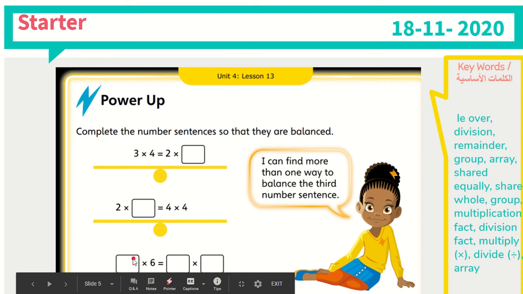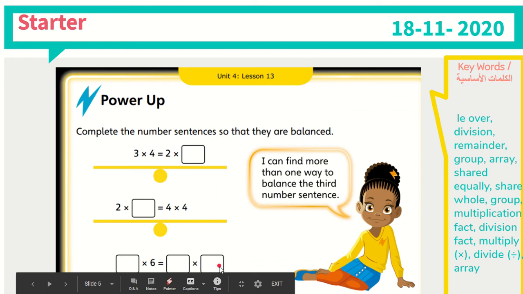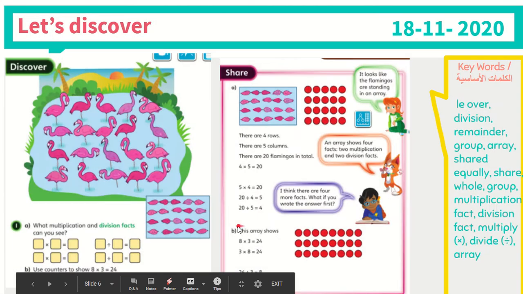Lastly, what times 6 equal, for example, 2 times 6 equal 12. You can do it 3 times 4. For example, 3 times 6 equal 18. Okay? Find another multiplication calculation for 18. Great. Now let's discover our lesson together.